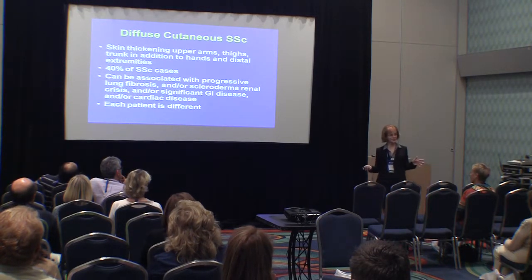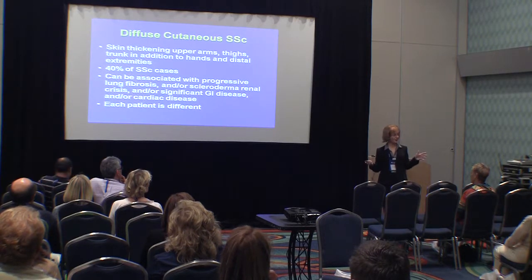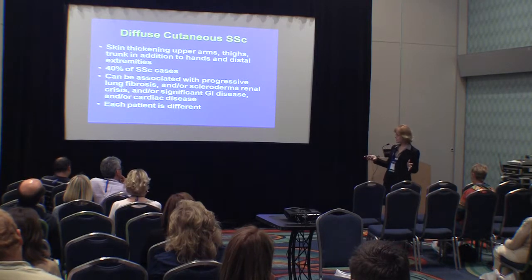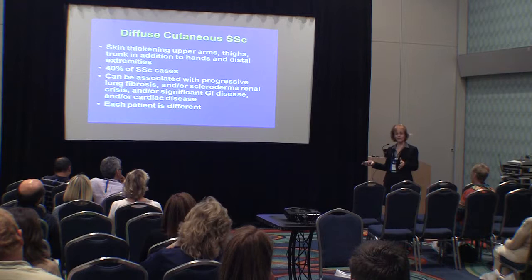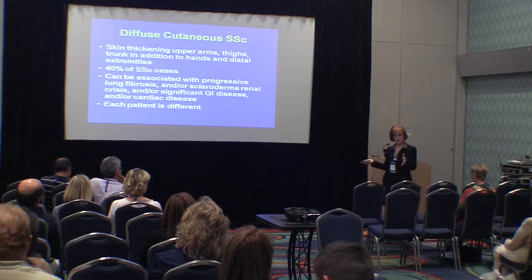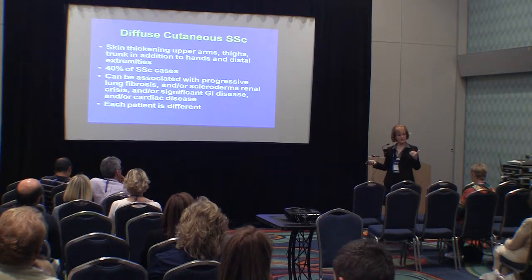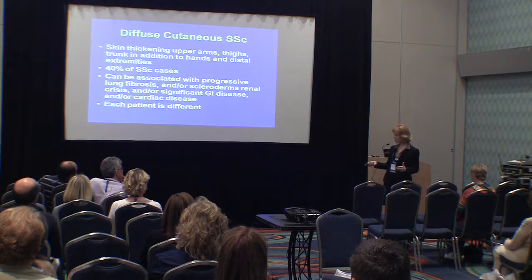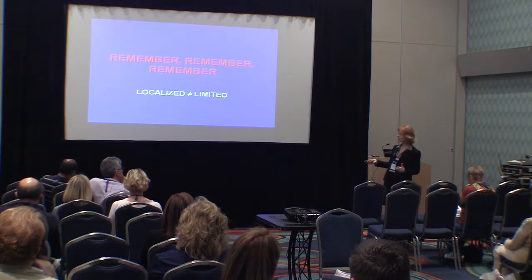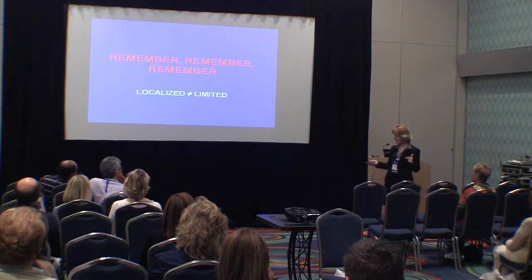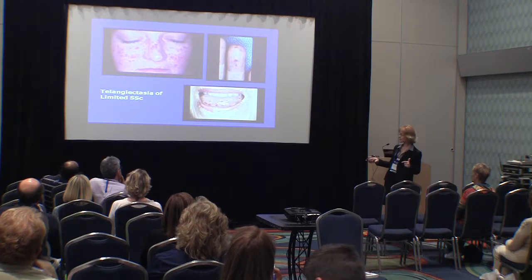But each patient is different, and each person will have a different combination of internal organ involvement. So it is rare for anybody to have all of these things. And one of the big unknowns in scleroderma is why one person will have limited skin involvement and a lot of GI involvement, and someone else will have diffuse skin and lung disease, but no GI involvement. So, things to remember: that localized scleroderma or morphea is not limited systemic disease.